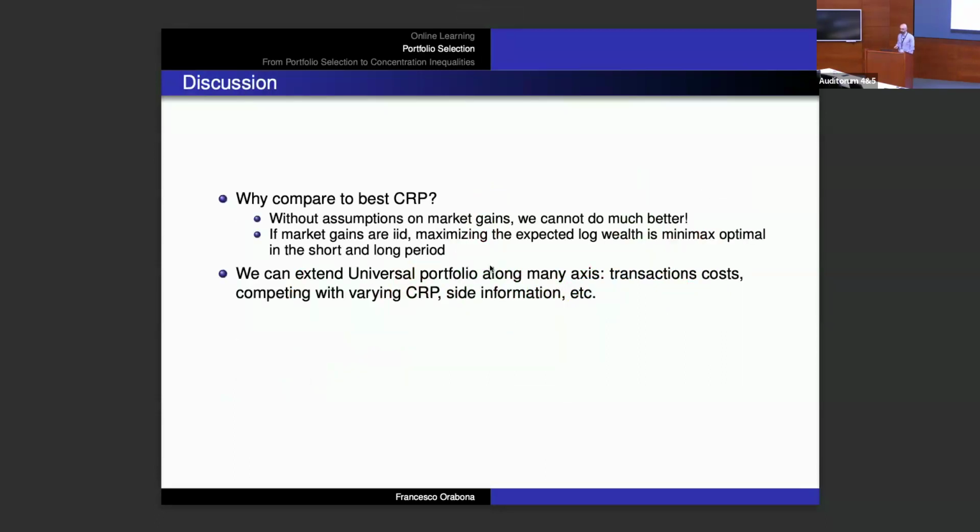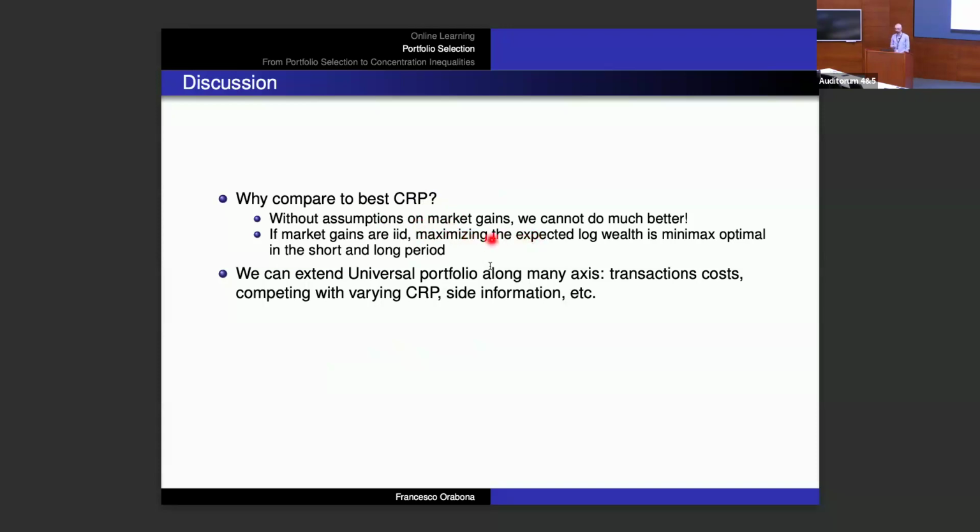Okay. Now, why compare to the best rebalance portfolio? One might say, okay, this is a very weak strategy. We have much better strategies, and I agree. But first of all, without assumptions on the market gain, you cannot do much better than that.